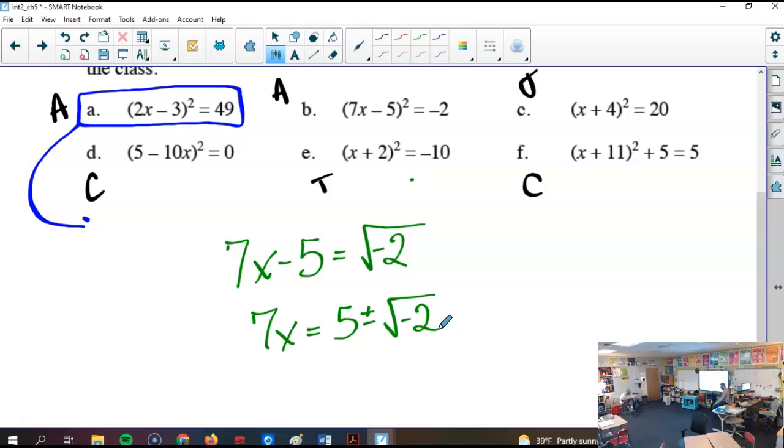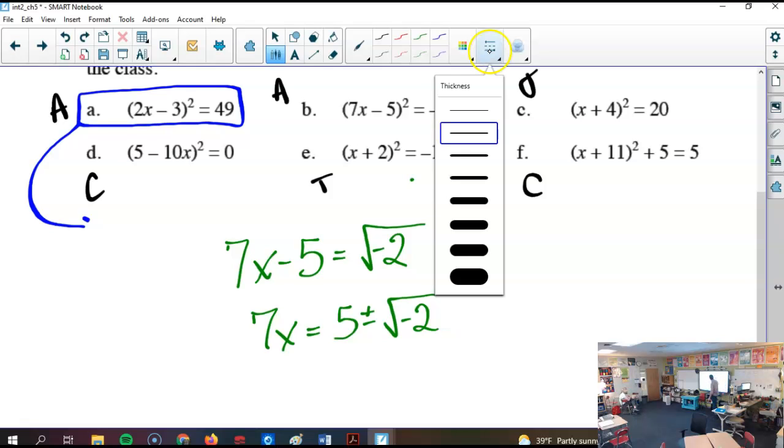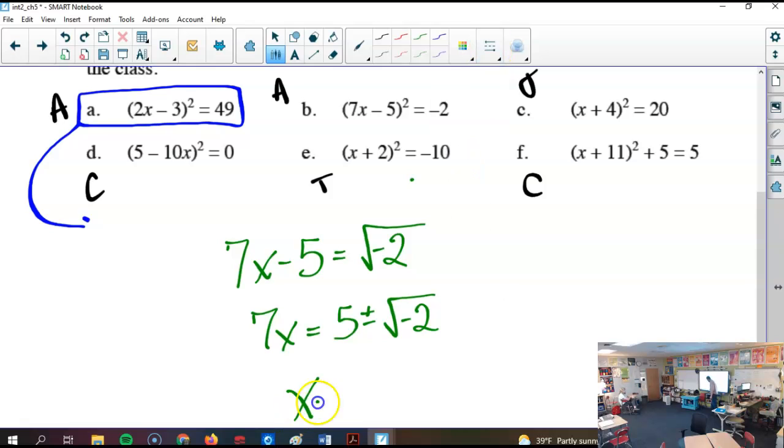So now, what do we want to do on both sides? Divide by 7. So I can write both solutions together by saying x equals 5 plus or minus the square root of -2 over 7. But I don't like that.